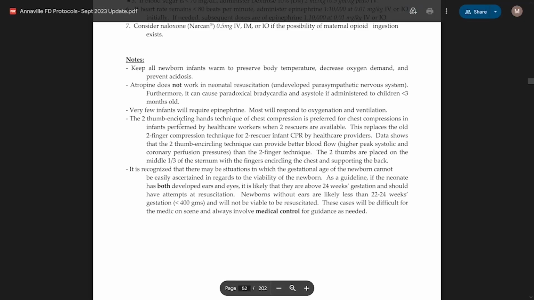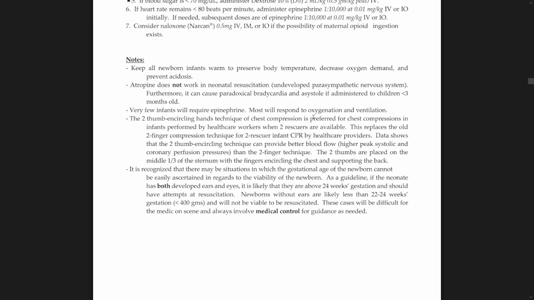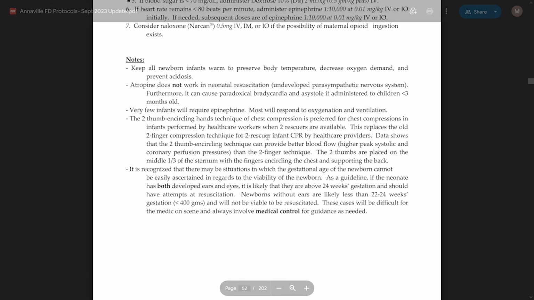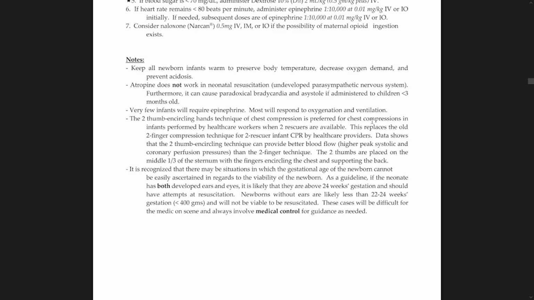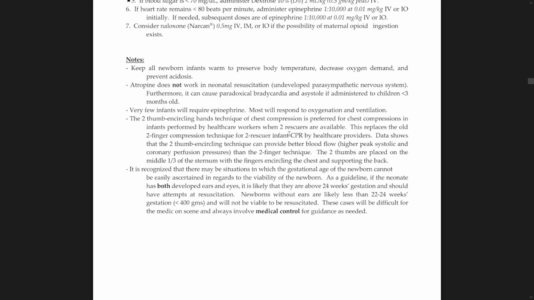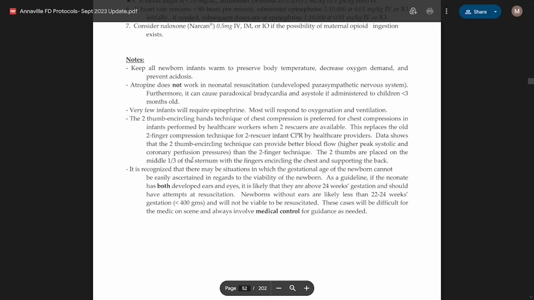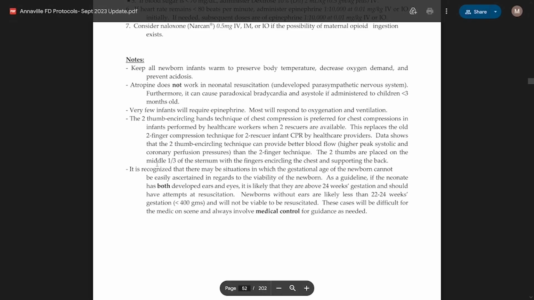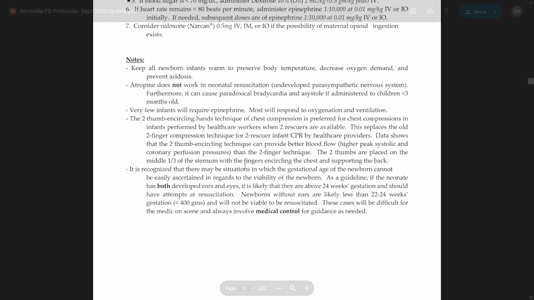The 2-thumb encircling hand technique of chest compression is preferred for infants, performed by healthcare workers when 2 rescuers are available. This replaces the old 2-finger compression technique for 2-rescuer infant CPR by healthcare providers. Data shows that the 2-thumb encircling technique can provide better blood flow with higher peak systolic and coronary perfusion pressures. The 2 thumbs are placed on the middle 1/3 of the sternum, and the fingers encircle the chest and support the back.